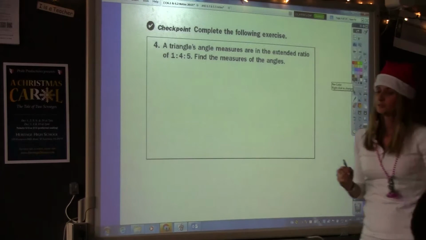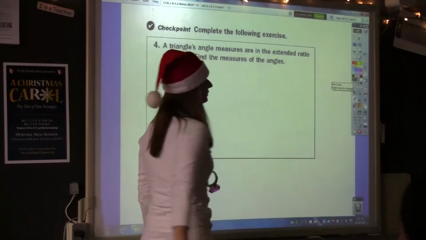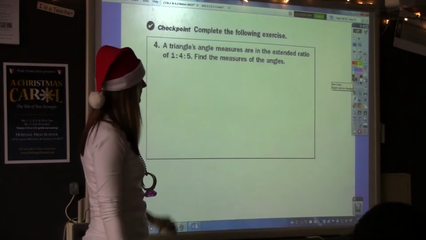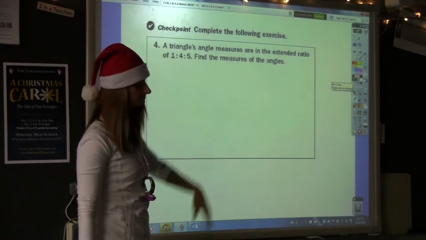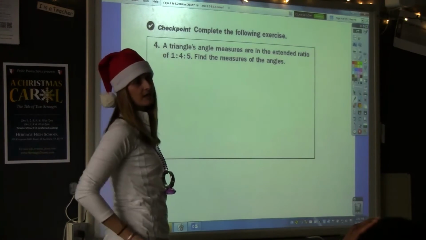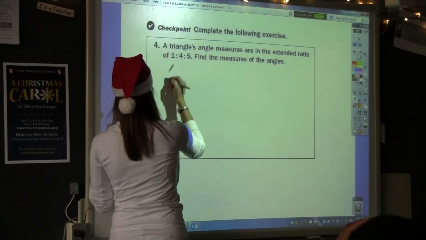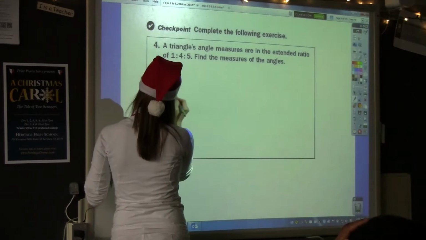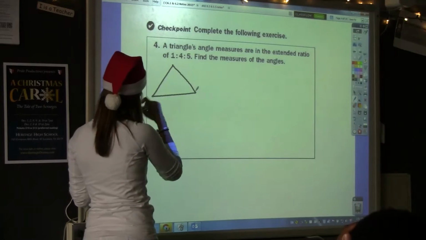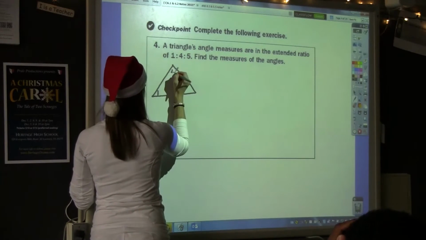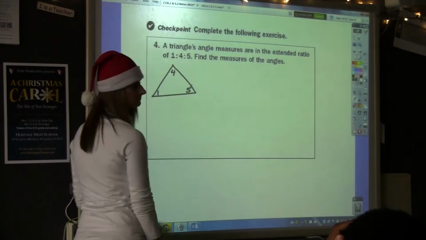Okay. Similarly, now we've got a triangle's angle measures are in the extended ratio. That just means there's 3 numbers here, 1 to 4 to 5. Find the measures of the angles. Well, I'm going to draw myself a picture. For every 1 degree here, there's 4 here, and there's 5 here.